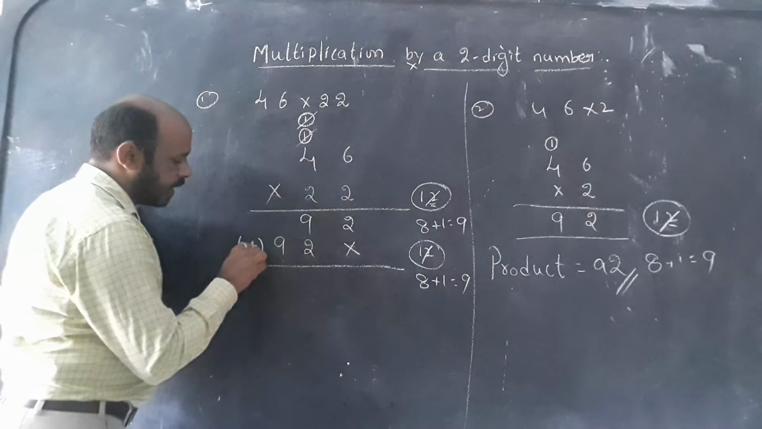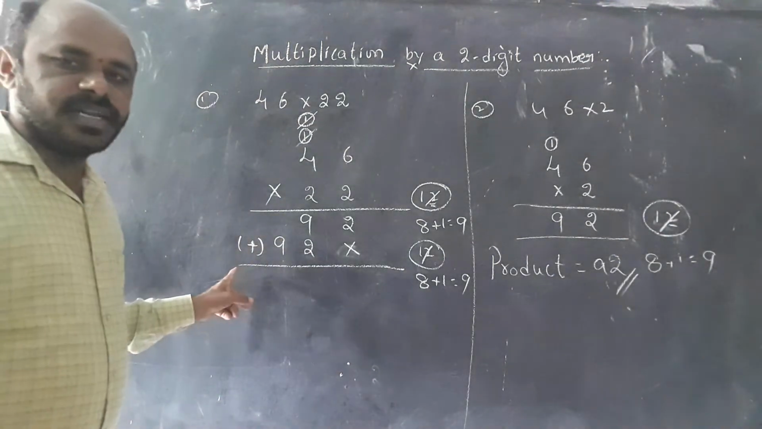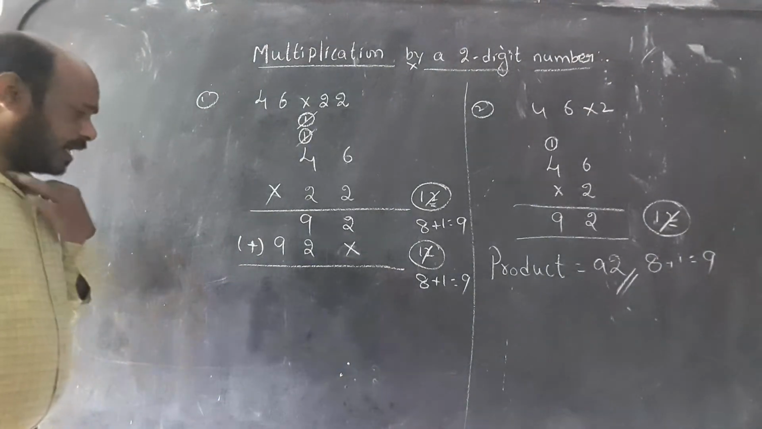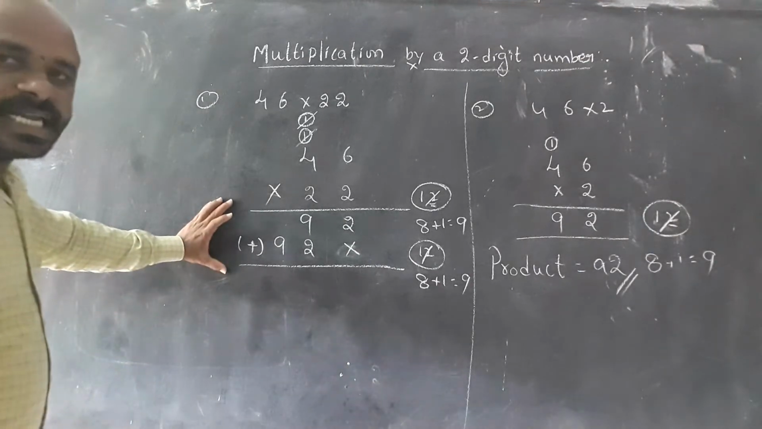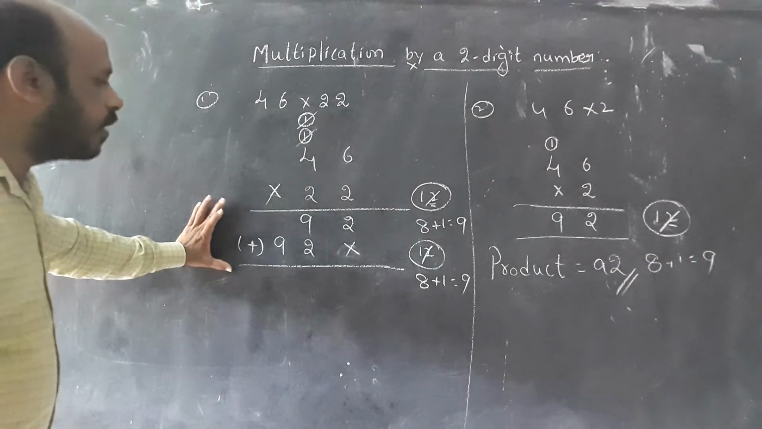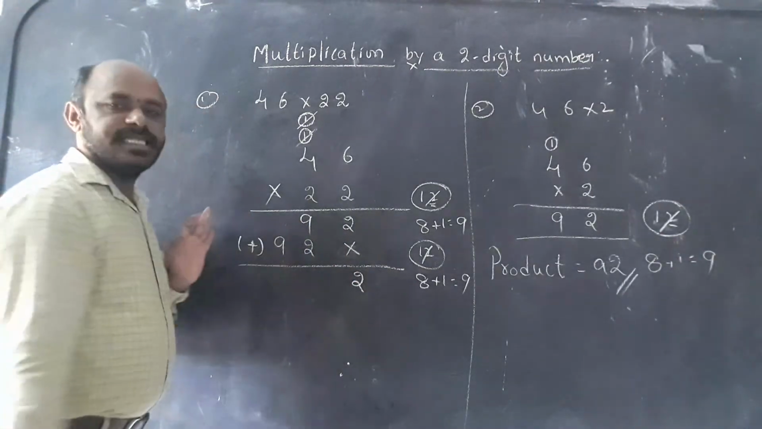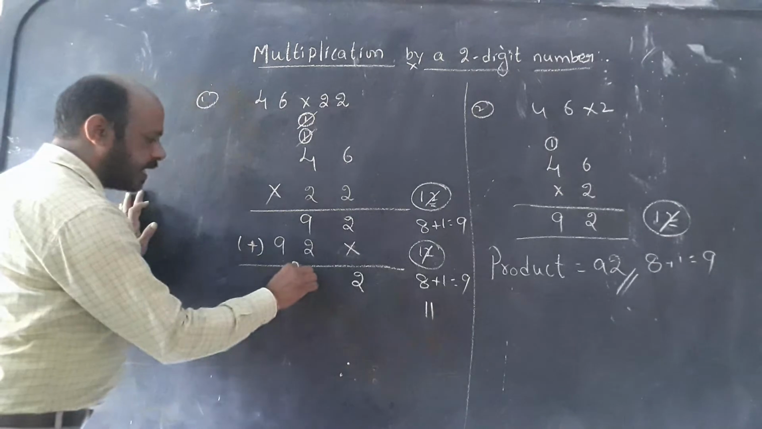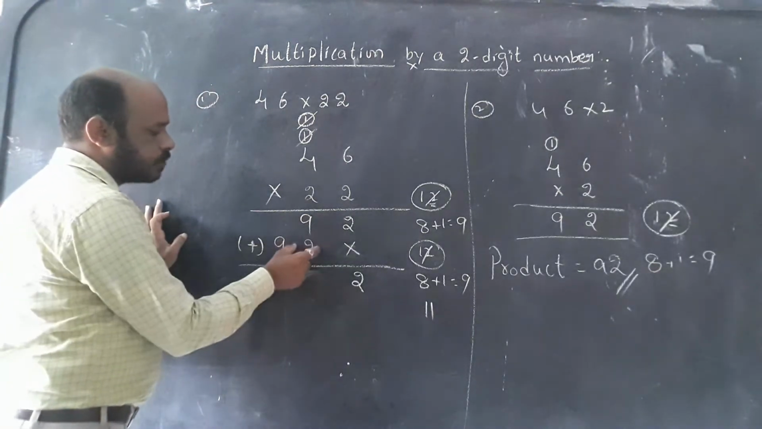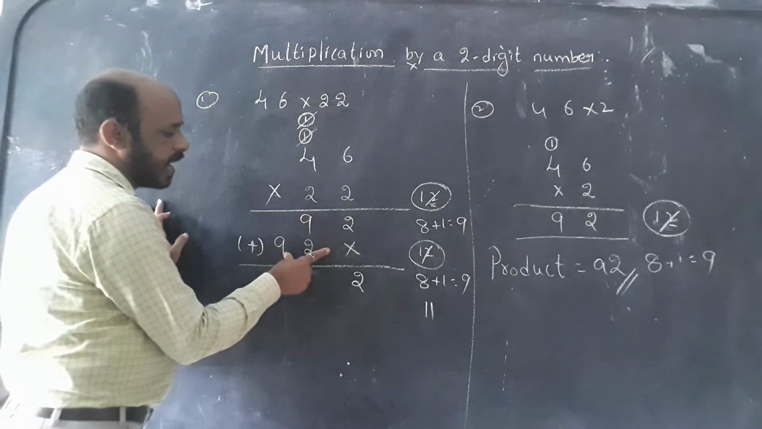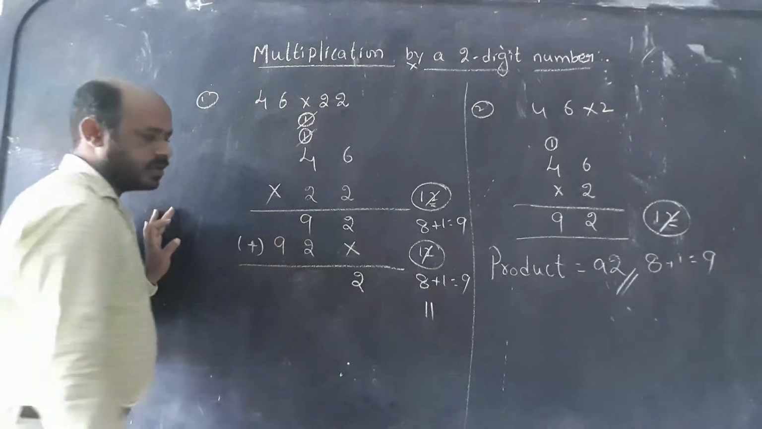Next we have to do addition after product. See, why are we adding? Because multiplication is a repeated addition, that's why we have to add. See here 2. See again 9 plus 2 is 11. Don't write 11 here. Only one digit we have to write here in the ones place. The second digit is carried forward to the before number.